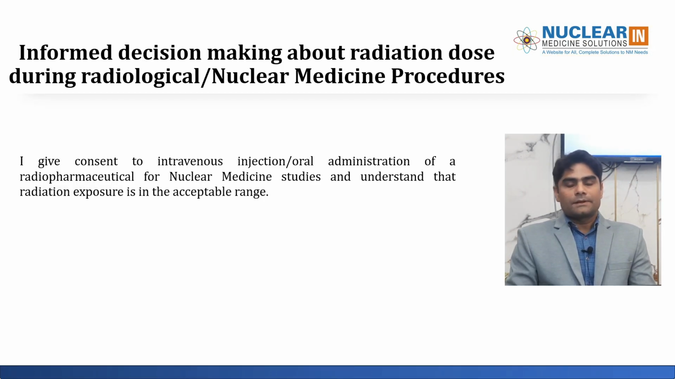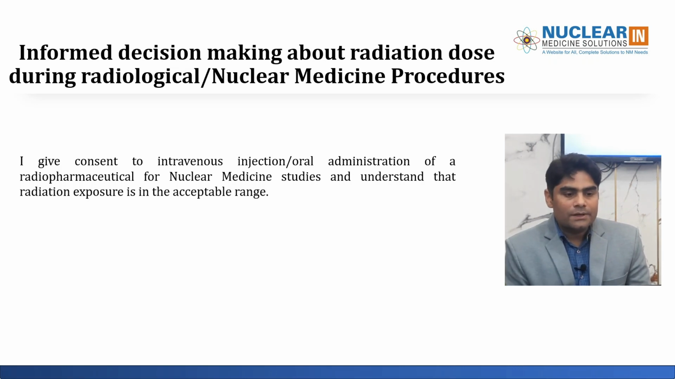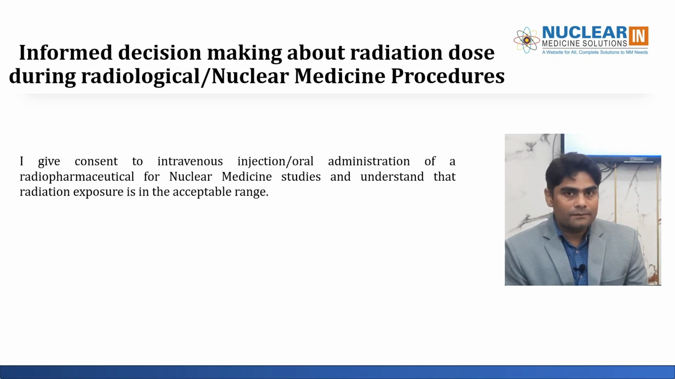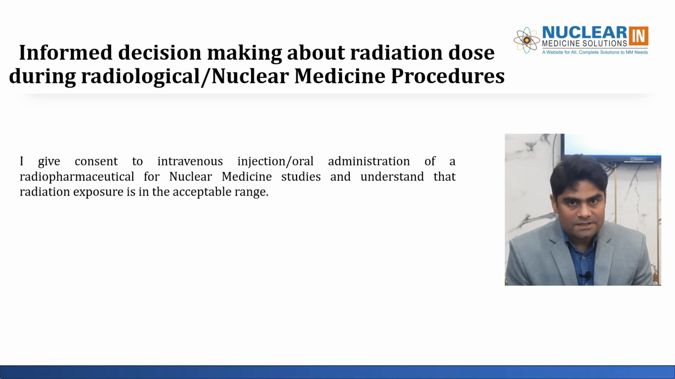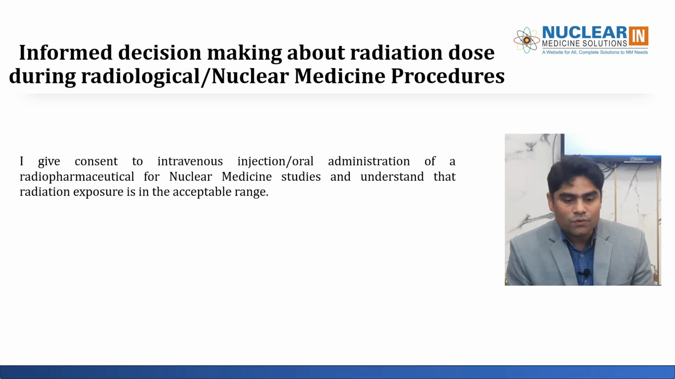Now, this is a discussion on informed decision making about radiation doses during radiological or nuclear medicine procedures. Generally, in nuclear medicine procedures, the consent we take from the patient has statements in the consent form where the patient is saying that I give consent to intravenous injection or oral administration of radiopharmaceutical for nuclear medicine studies and understand that radiation exposure is in an acceptable range. But should we not inform what radiation dose is being given to the patient?